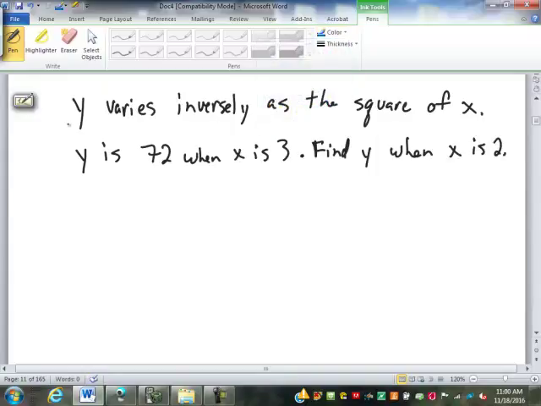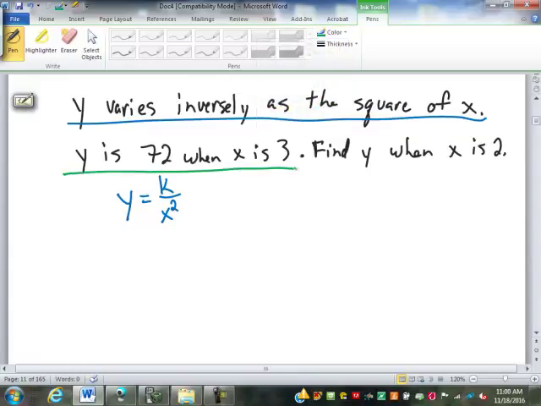So again, we are told y varies inversely as the square of x this time. So instead of y equals k over x, it's going to be y equals k over x squared. That's the only difference. Then we are told y is 72 when x is 3. So again, we have a value for x and its corresponding value for y. So put in the values. Y is 72 when x is 3. So 72 is equal to k over 3 squared.